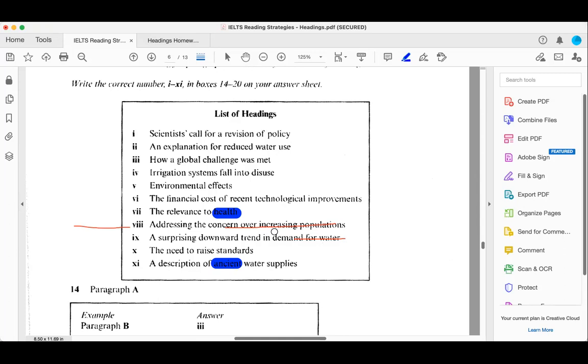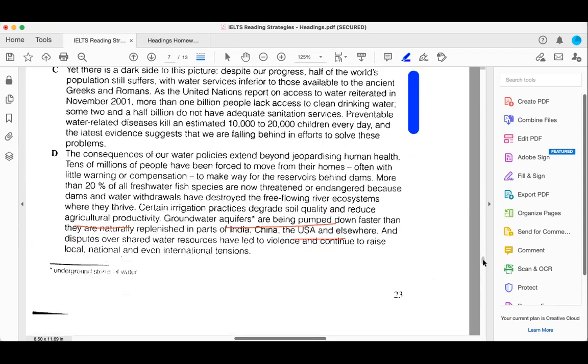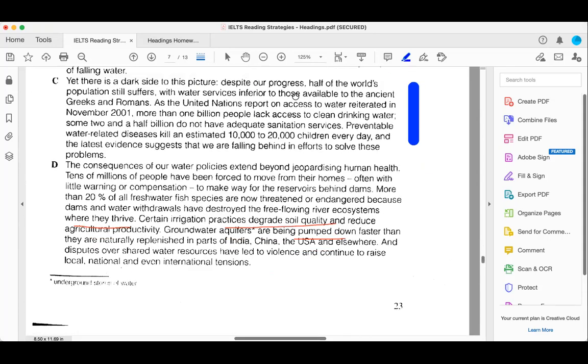Downward. Yes or no? No. Because many people are moving. So again, stick with what the reading is saying. The reading is saying so many people are forced to move from their homes, right? Yes. No interpretation. Need to rate standards, yes or no? No, nothing. So we go back.